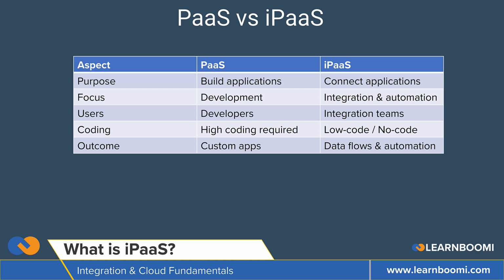What is the outcome? The outcome of PaaS is basically you build a custom application and run it on the PaaS. The outcome of the iPaaS is the data flows and the automation of the process happens in the iPaaS. Okay, so that's the difference between the PaaS and the iPaaS.